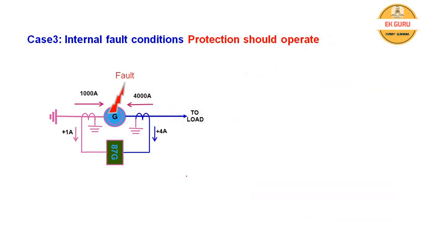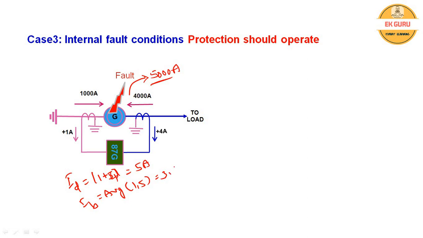If there is an internal fault in the generator, then depending upon the intensity of the fault, it will draw more current. In this case we are considering the fault current is 5000 amps. This 5000 amps will be supplied like this: 1000 amps from the neutral side and 4000 amps from the line side. Similarly the secondary currents are 1 amp and 4 amps. In this case the differential current is the phasor sum of the two secondary currents, that is 1 plus 4, 5 amps. Similarly the bias current is the average of 1 comma 5, that is 6 by 2, equal to 3 amps.